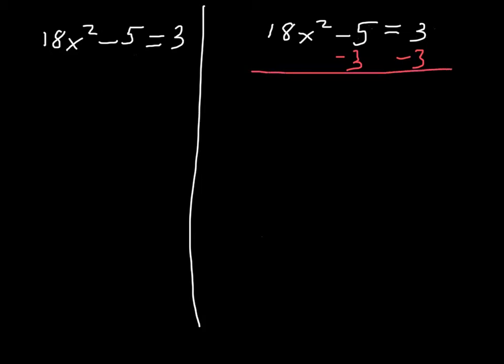And what I get on the left-hand side is 18x squared minus 8 equals 0, which is exactly what I like. Now, my next thing is I'm going, ooh, sweet, I got a binomial. That means it's probably a difference of squares. So I try and take the square root of this number, and I see I don't know the square root of 18. So I don't even need to worry about that one.